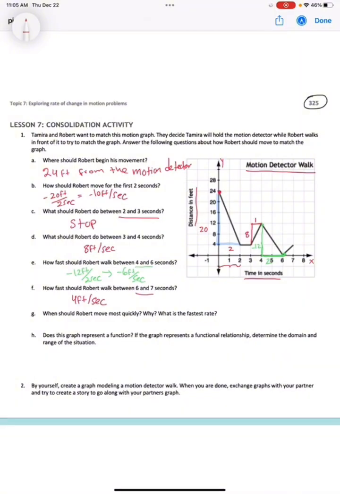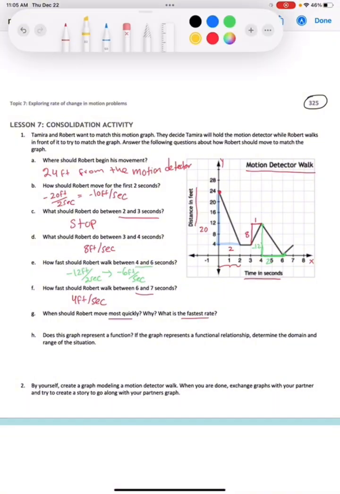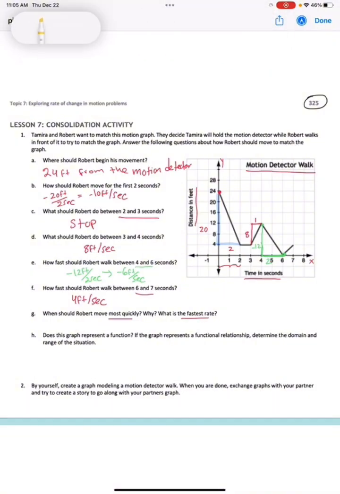When should Robert move most quickly? The fastest rate. Well, whichever one is steeper, the first one. So it'll be this one right here. That's the steeper, so in the first 2 seconds. Why? Because this is where the graph is the steepest.